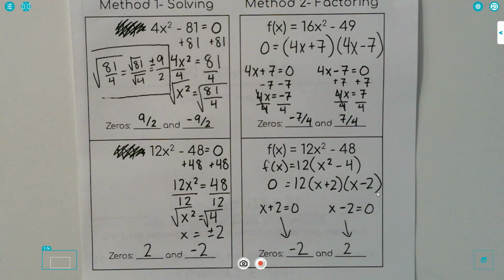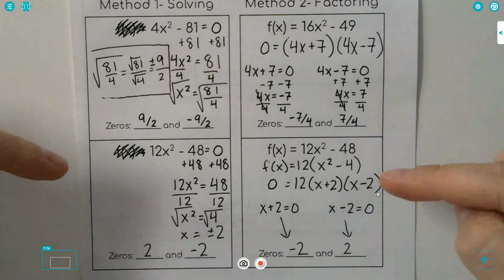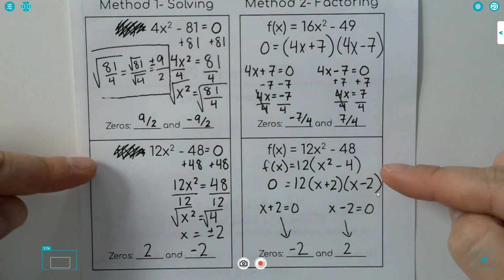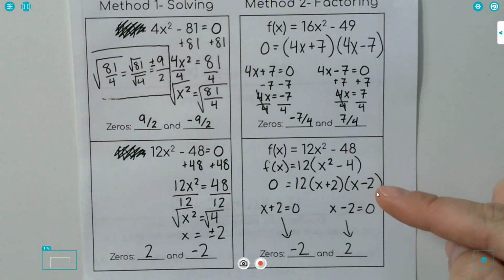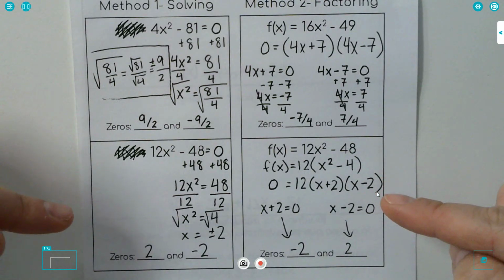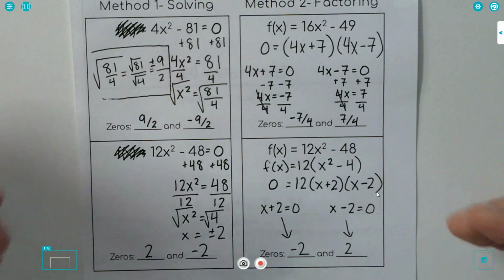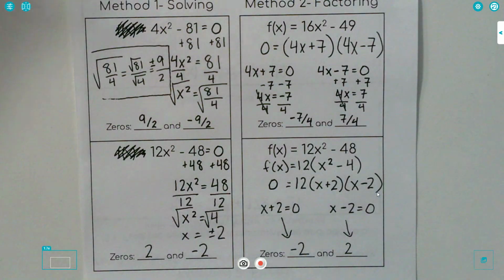What do you notice about the original problem? Did you even notice? We just did the same problem twice. This one we solved out. This one we factored. Two ways to do the same thing. So you choose your method. I don't care which you use. I just care that you have one method. I care that we practice today.